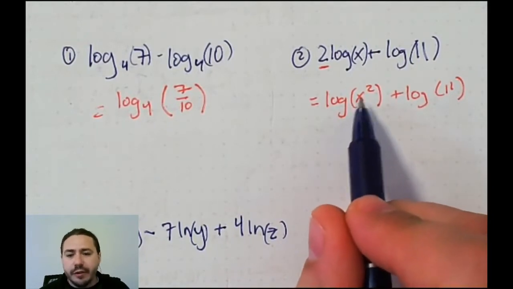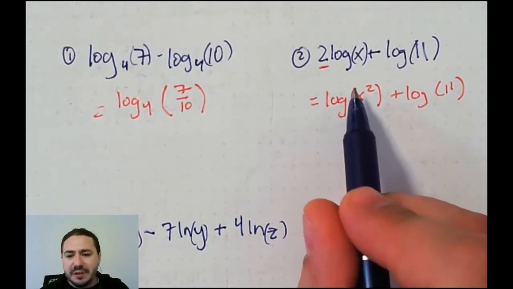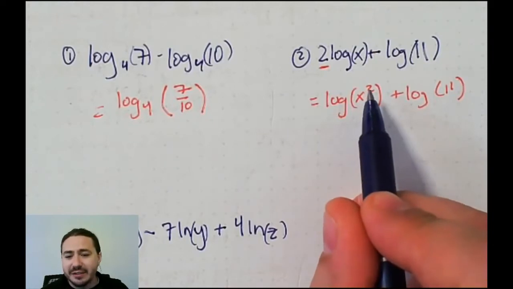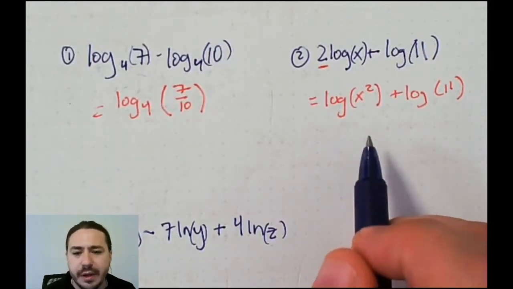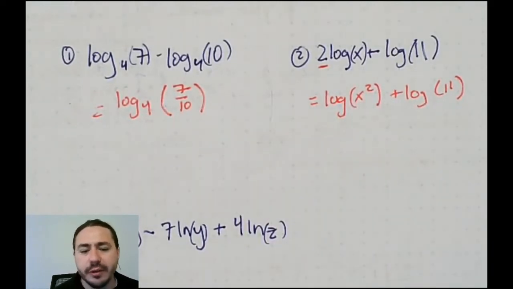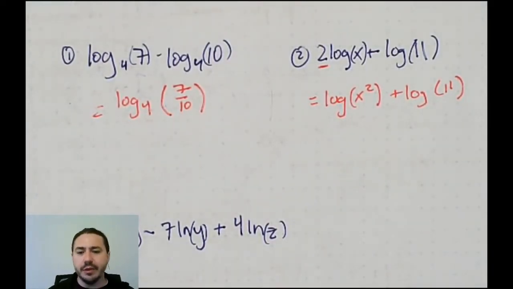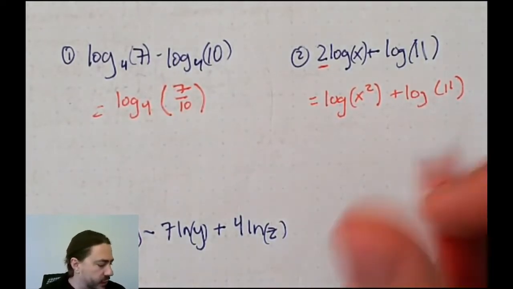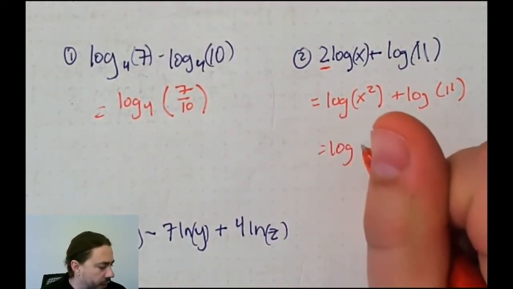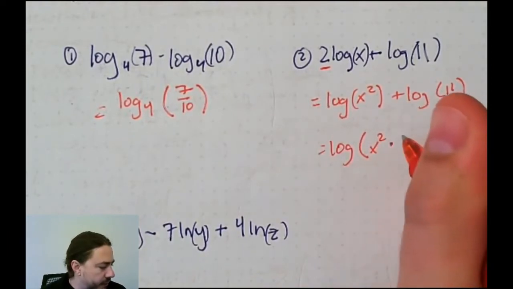Although, quite often I do just see textbooks without the parentheses here, log x squared, and I guess you're just supposed to assume the squared's on the inside. But if you include the parentheses, you can get rid of that ambiguity. So now we can combine these as a single logarithm. We get log of x squared times 11.